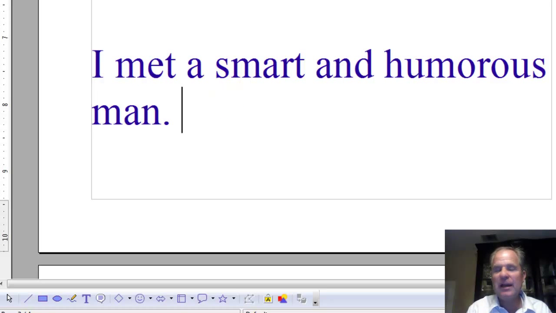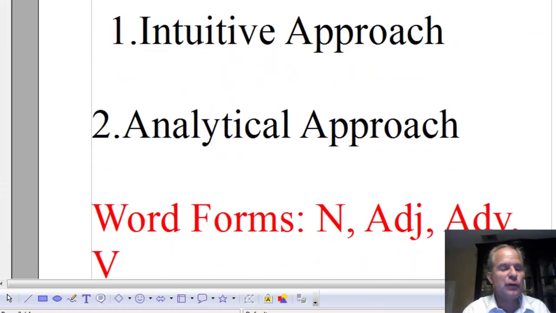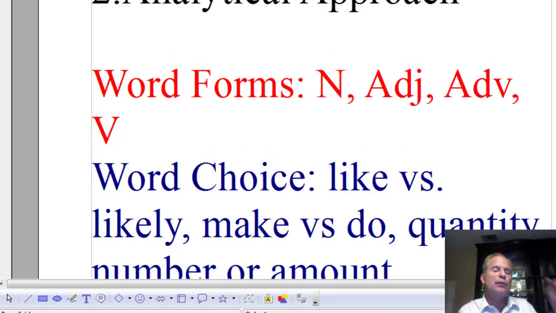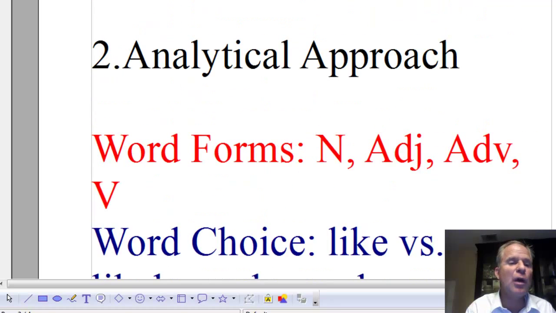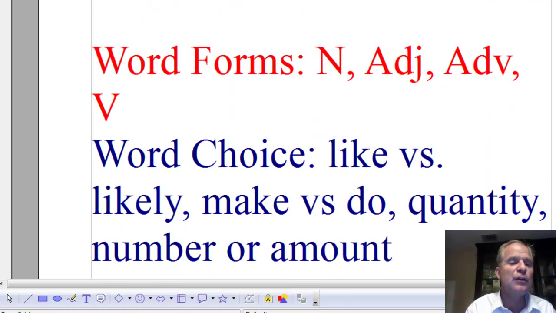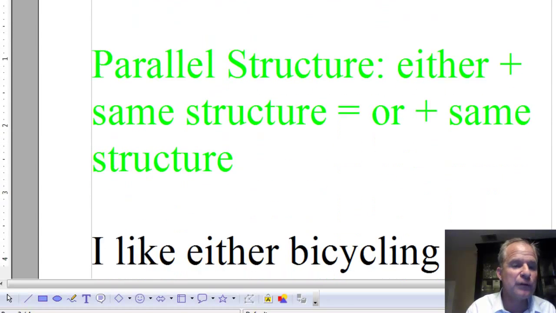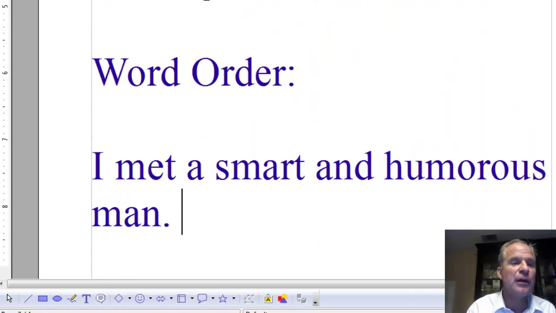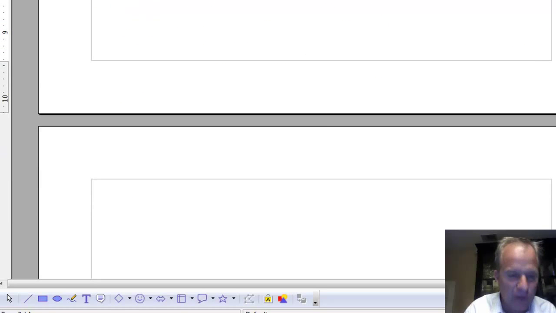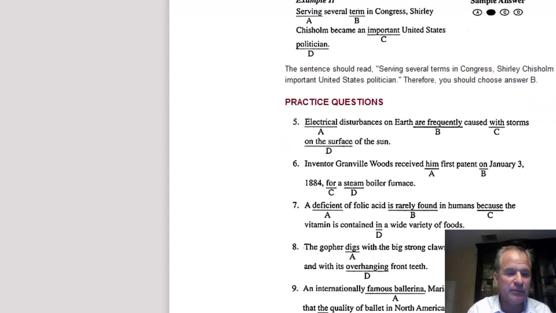So just to recap what I'm saying: if you use the analytical approach and you're answering questions in the written expression part of the paper-based TOEFL, you want to pay very close attention to any possible problems with word forms, word choice, parallel structure, and also word order. That's exactly what I'm saying there, right?